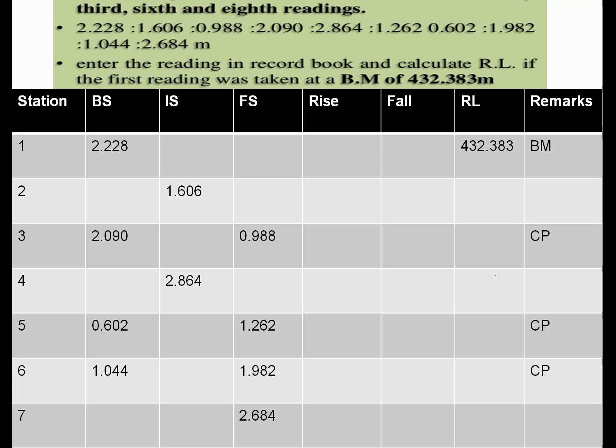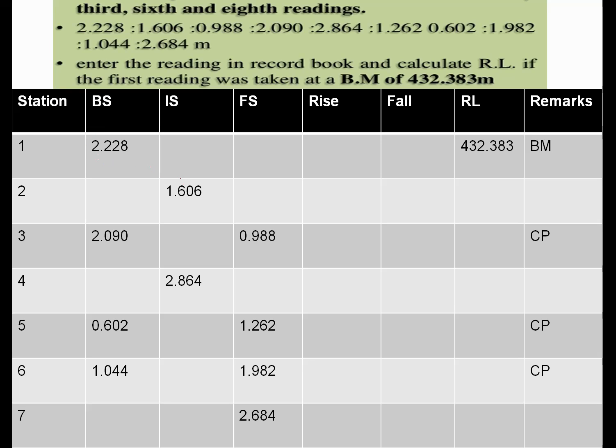Now you will know how to book the backsight, intermediate sight and foresight that we discussed in the last class. Now we can find out how to find the rise and fall. As per this question, the backsight and intermediate sight for stations 1 and 2 are known to you. So hope you know that. Then see, 2.288.